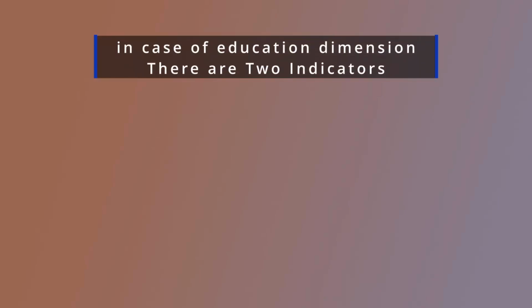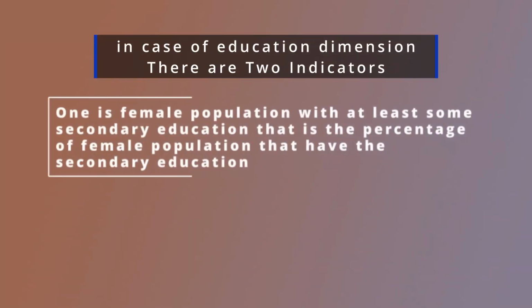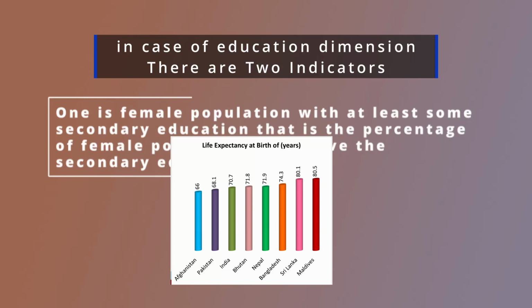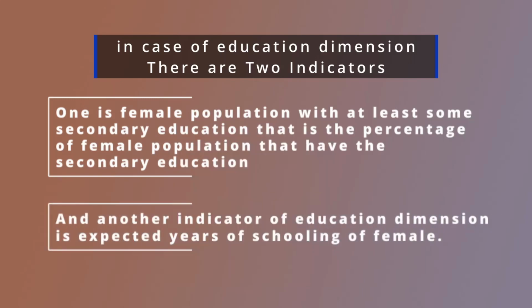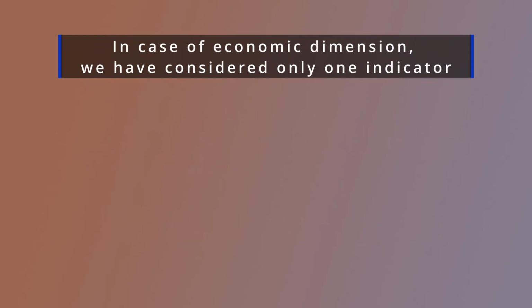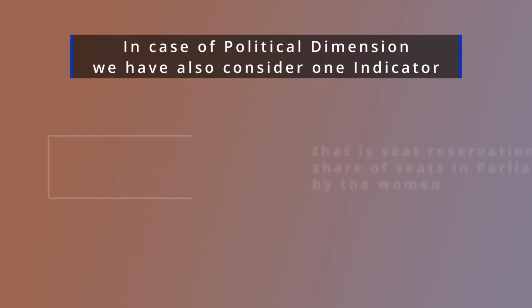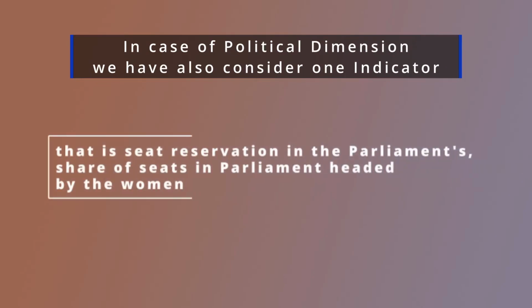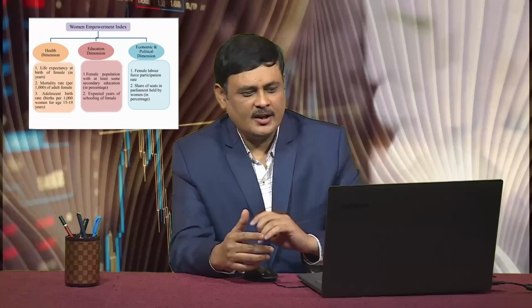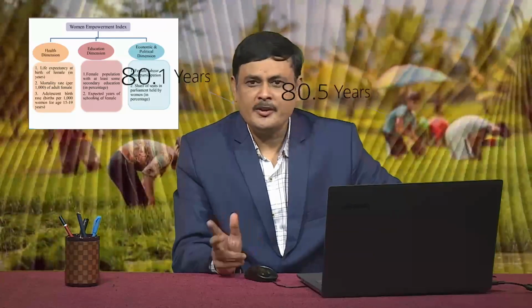Whereas in case of education dimension, there are 2 indicators. One is female population with at least some secondary education, that is the percentage of female population that have the secondary education, and another indicator of education dimension is expected years of schooling of female. In case of economic dimension, we have considered only 1 indicator, that is female labor force participation rate, which is related with the employment status of the women. And in case of political dimension, we have also considered 1 indicator, that is seat reservation in the parliament, share of seats in parliament held by the women. On the basis of these 7 indicators, we are able to measure the women empowerment index.